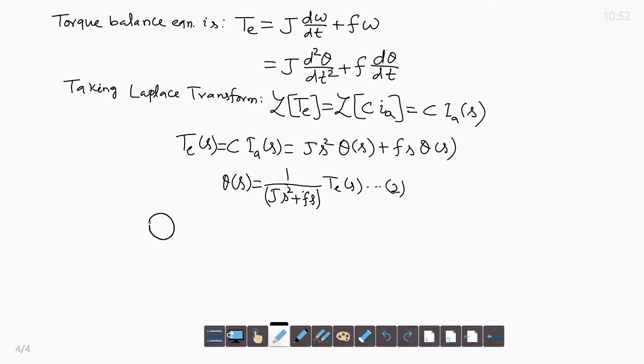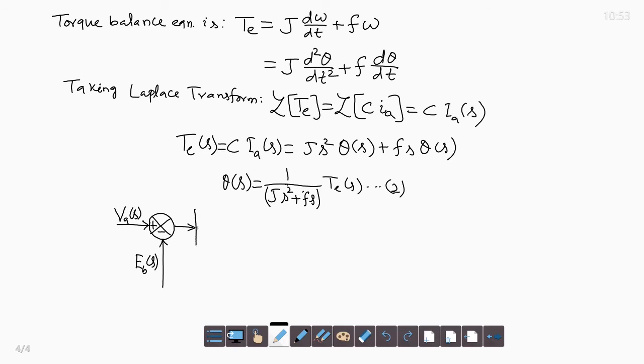Using equation 1 and 2, we can draw the block diagram. So, it is like this. We have a comparator at the beginning and input is armature voltage, VA(S) is the input voltage. Then we compare the back EMF with the applied voltage, VA(S) minus EB(S).